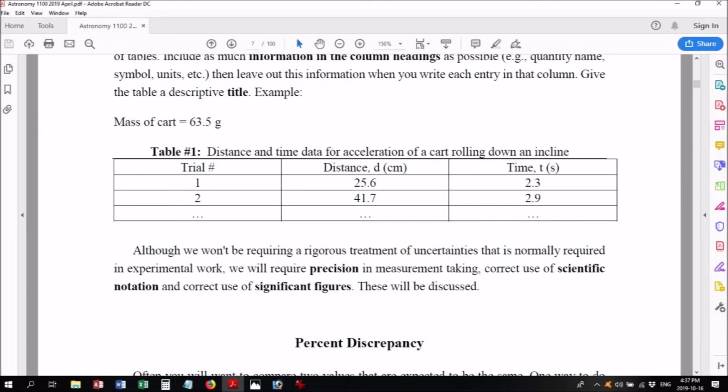Now you'll remember that I told you had to show every calculation you do. In a table, if you've got a column where you're doing the same calculation on every row, you only need to show one sample calculation. So the rest of them you can just fill in the numbers, but you do need to show one sample calculation for one of the items in that column.